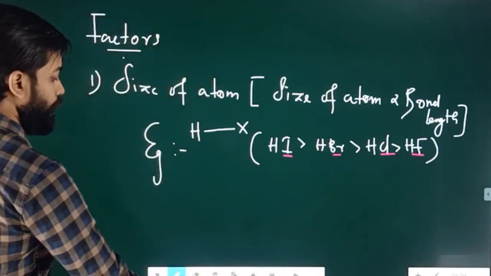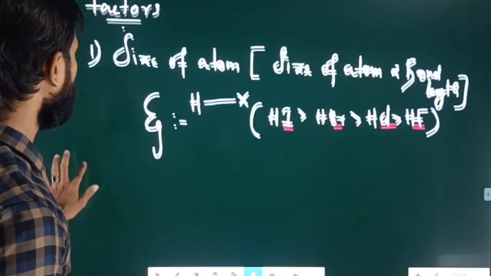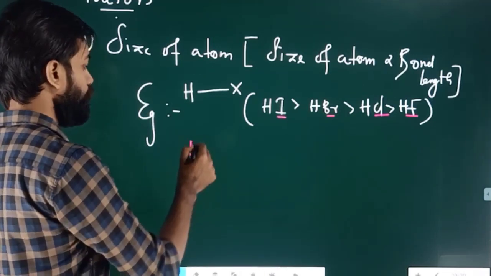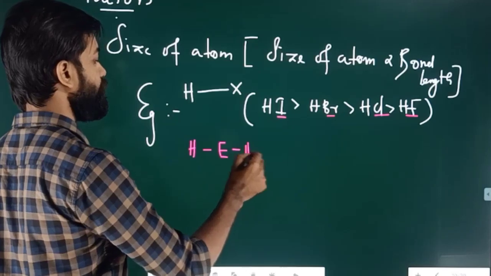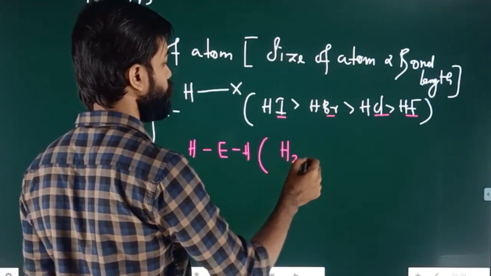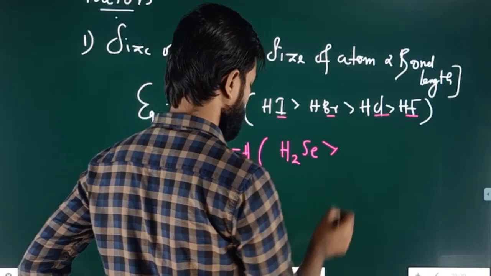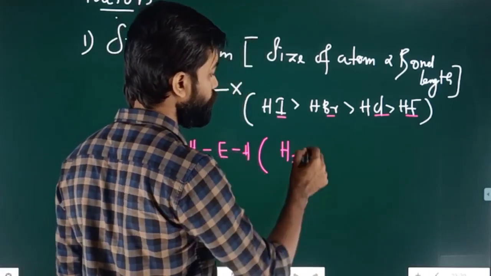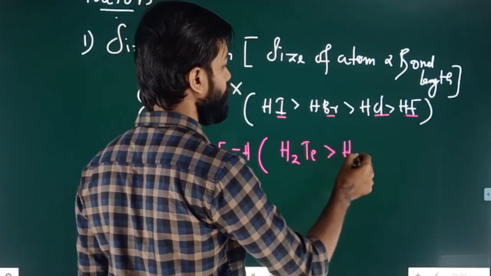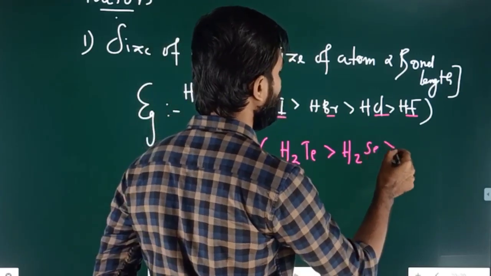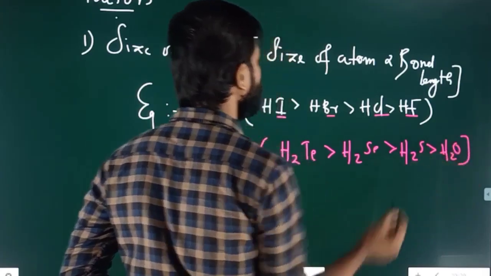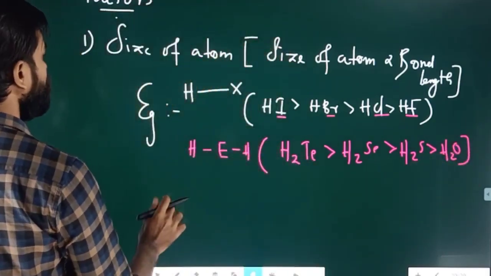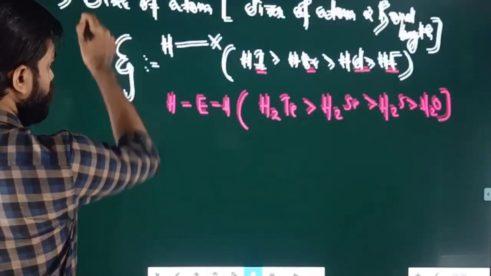Next, I'll give you one more example. For the hydrogen chalcogenides, H2Te has greater bond length than H2Se, which has greater bond length than H2S, which has greater bond length than H2O. So this is the first factor, the size of the atom, which the bond length depends on.